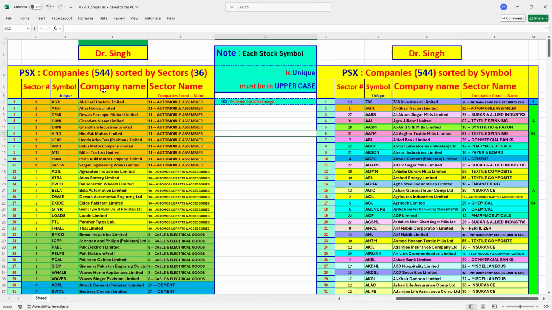These 544 companies are grouped into or divided into groups. We call them sectors, technical word, sector. And there are a total of 36 sectors. Each company will belong to only one sector, okay, one group. So here is the first sector over here in this color. It's called automobile assemblers, and the number 11 that you see over here means there are 11 companies in that sector, and these are the names of the companies and these are their symbols.